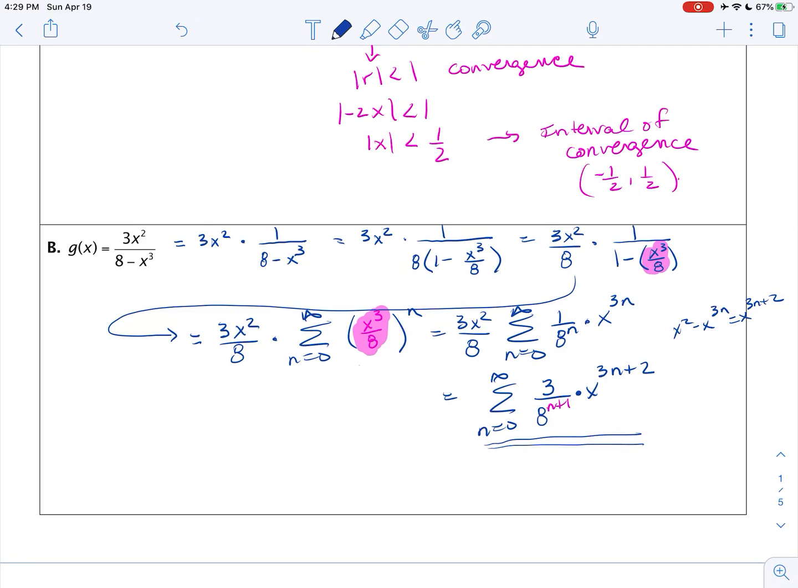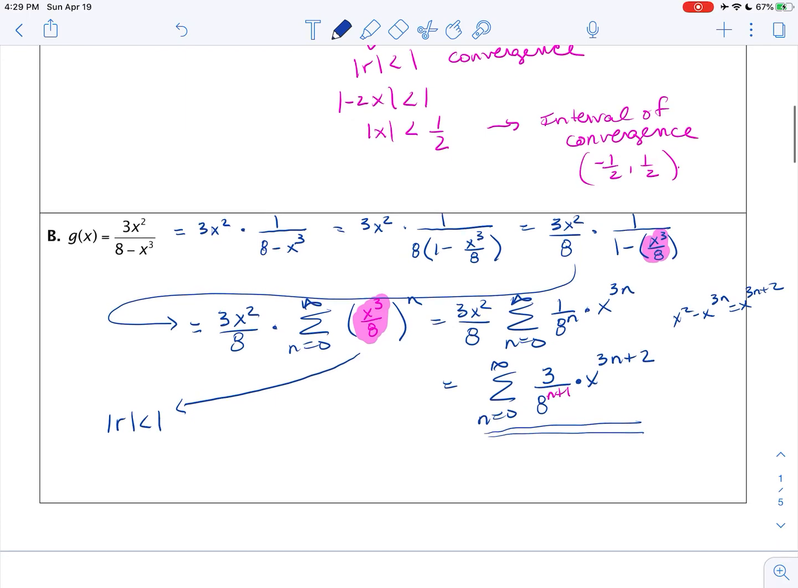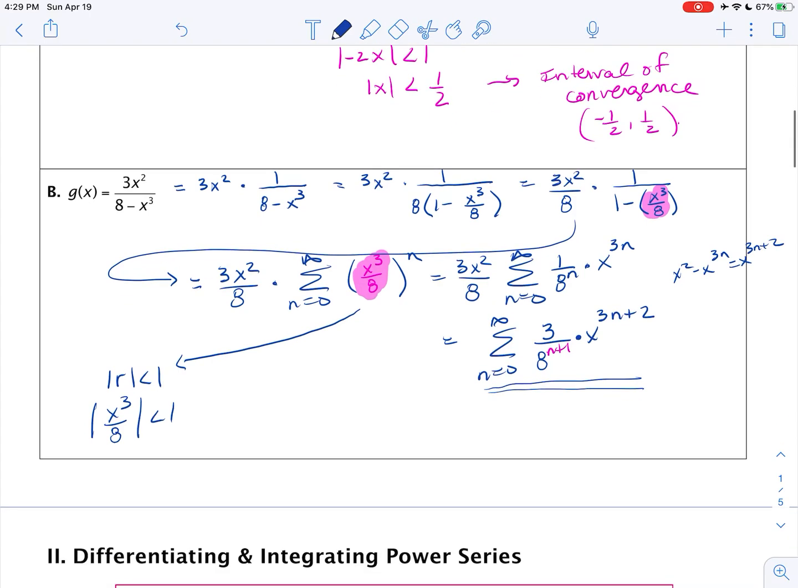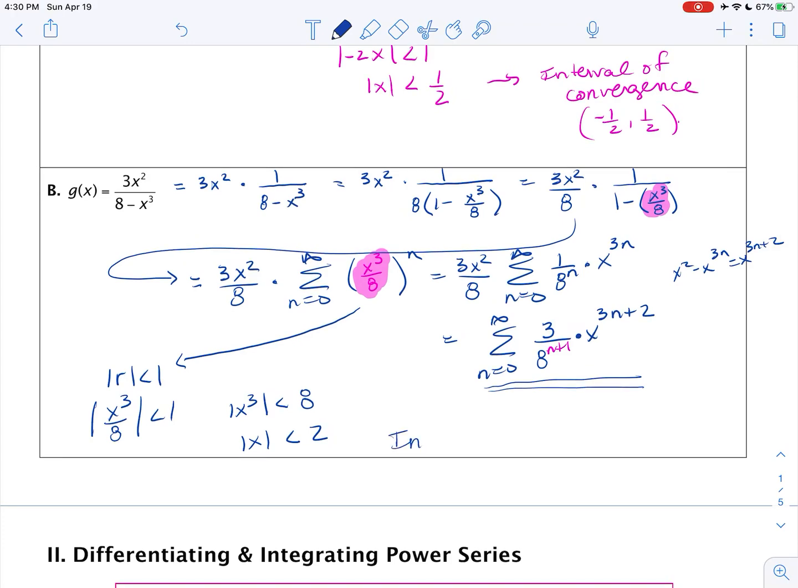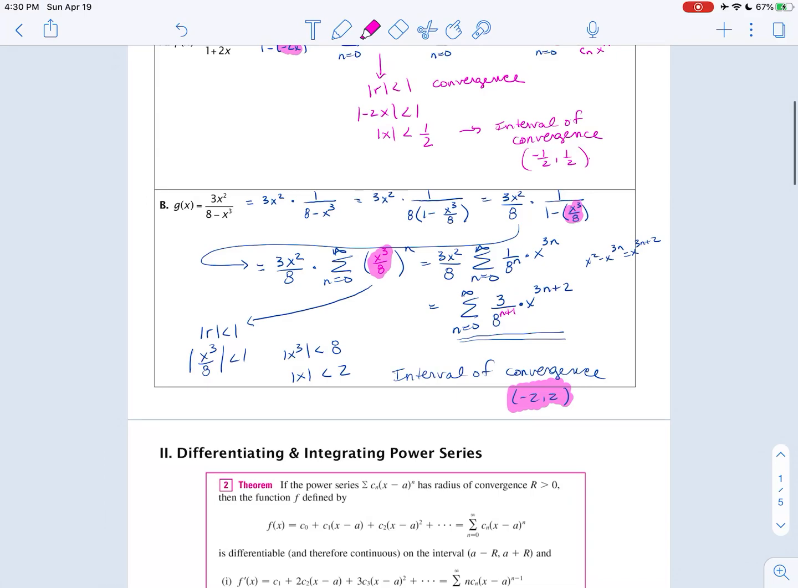And what is my interval of convergence? My interval of convergence is going to be the case when absolute value of r is less than 1. So I would have when x cubed over 8 is less than 1, and I would have x cubed less than 8 here, and taking the cube root, I'd have when x here is less than 2, which is the cube root of 8. So my interval of convergence here is going to be -2 to 2. Good. And this is my power series representation.